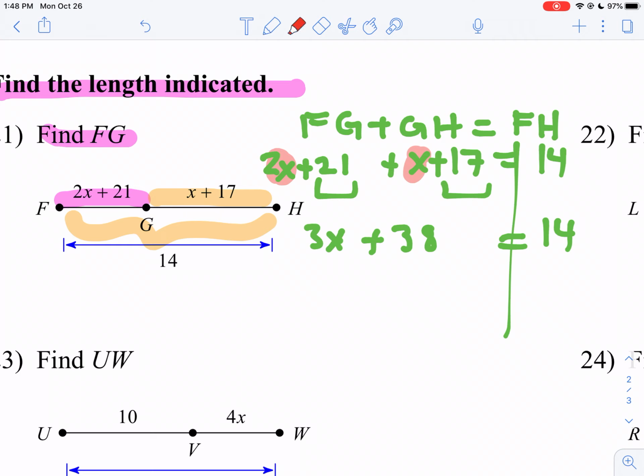I need my 3X by itself, so I'm going to move the 38 over. It becomes negative. Or you can just say subtract 38. Again, it doesn't matter to me how you do it. I'm just trying to explain it differently, using different notation and wording, just because I don't know how you learned it. Some people do it differently, but as long as you don't make any mistakes, you are fine. Okay, so here we have 14 minus 38, and it's going to be negative.